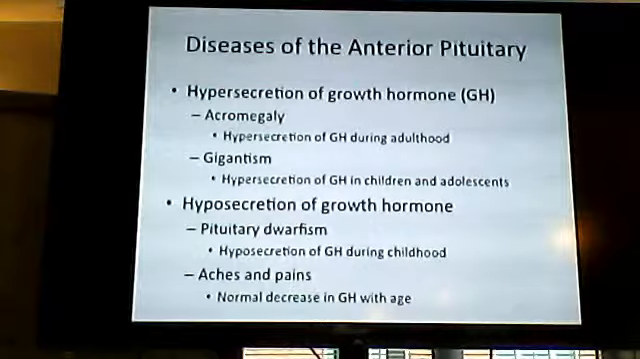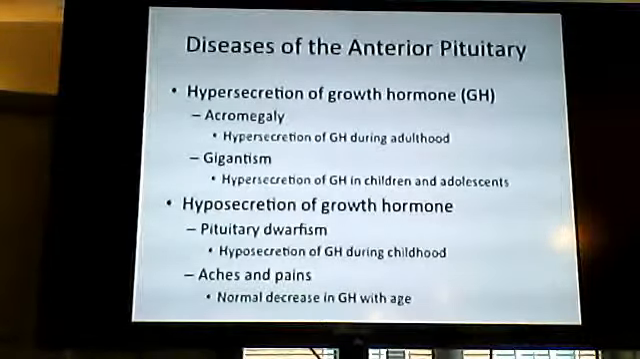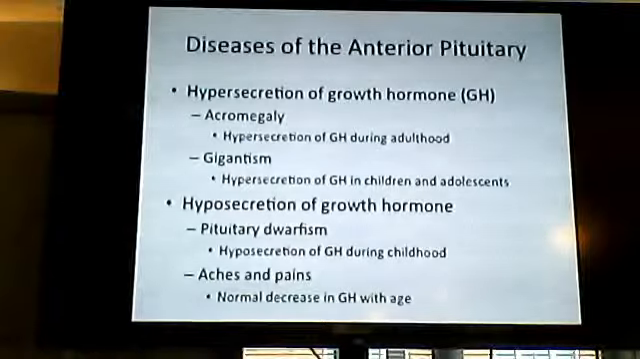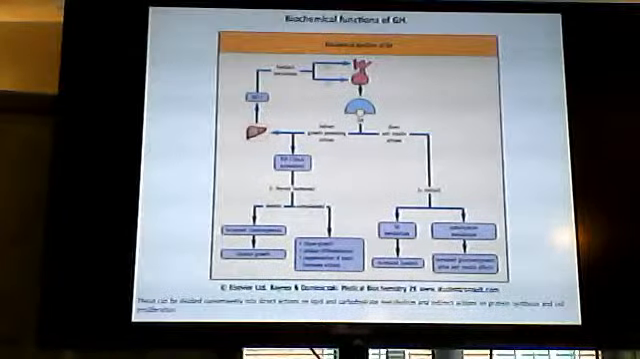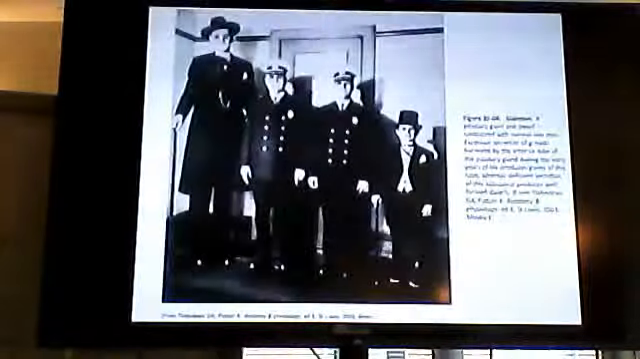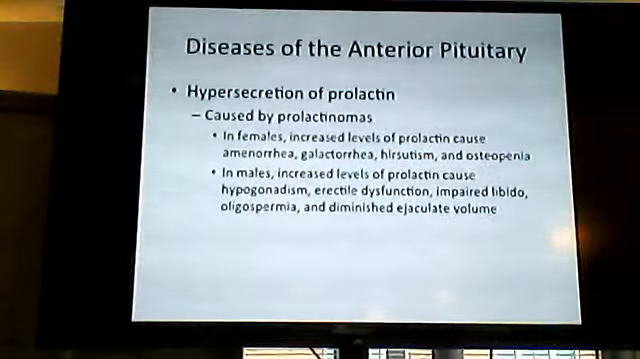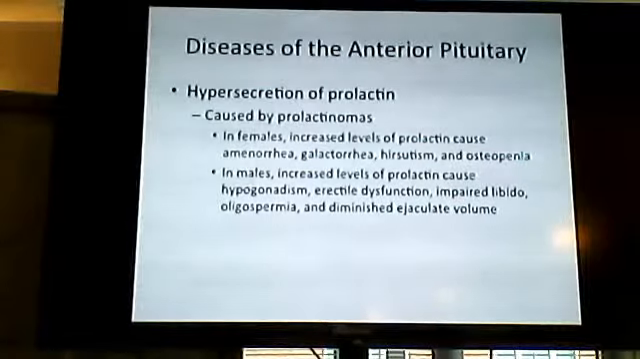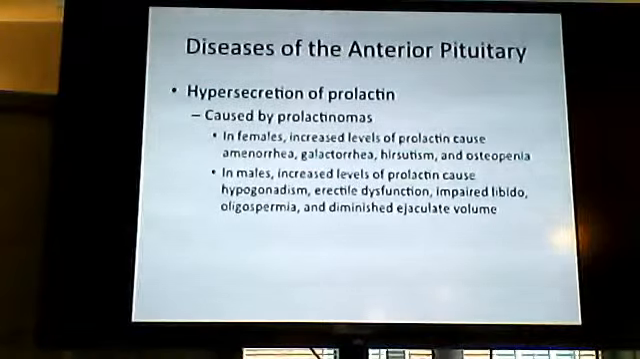Hypersecretion of growth hormone can lead to acromegaly if it's during adulthood, or gigantism for children. And then hyposecretion can be pituitary dwarfism. Remember, achondroplasia is another form of dwarfism, but it's genetic. Prolactin can lead to problems with amenorrhea, galactorrhea, hirsutism, osteopenia. In males, it can lead to hypogonadism, impaired libido, and other things like that.